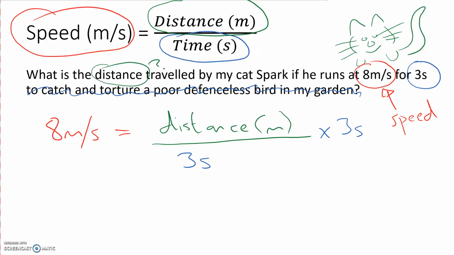And that clever trick allows me to cancel out the 3s because I've times the distance by 3 seconds and then I'm dividing by 3 seconds. So if I times a number by 3 and then divide it by 3, I just get back to the original number, so I can cancel those out. But because I times this right hand side by 3 seconds, I've got to times the left hand side by 3 seconds. So I've got a new formula that says 3 seconds, that was our time, times 8 meters per second is equal to our distance in meters.